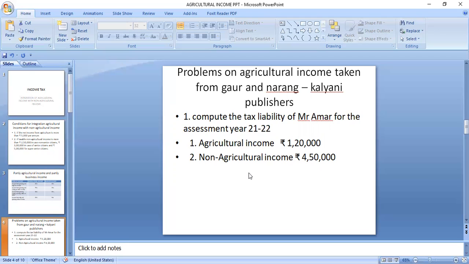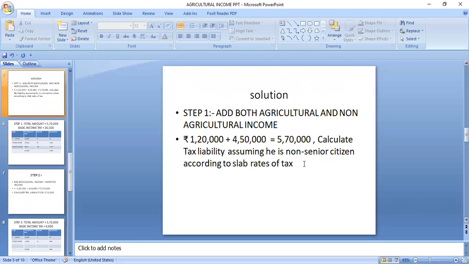Now, how to do this problem? There are basically 3 steps. Step one: add both agriculture income and non-agriculture income. It is given in the problem: agriculture income is 1.2 lakhs, that is 1,20,000, and non-agri income is 4.5 lakhs. Total is 5,70,000. Then you have to calculate tax liability.